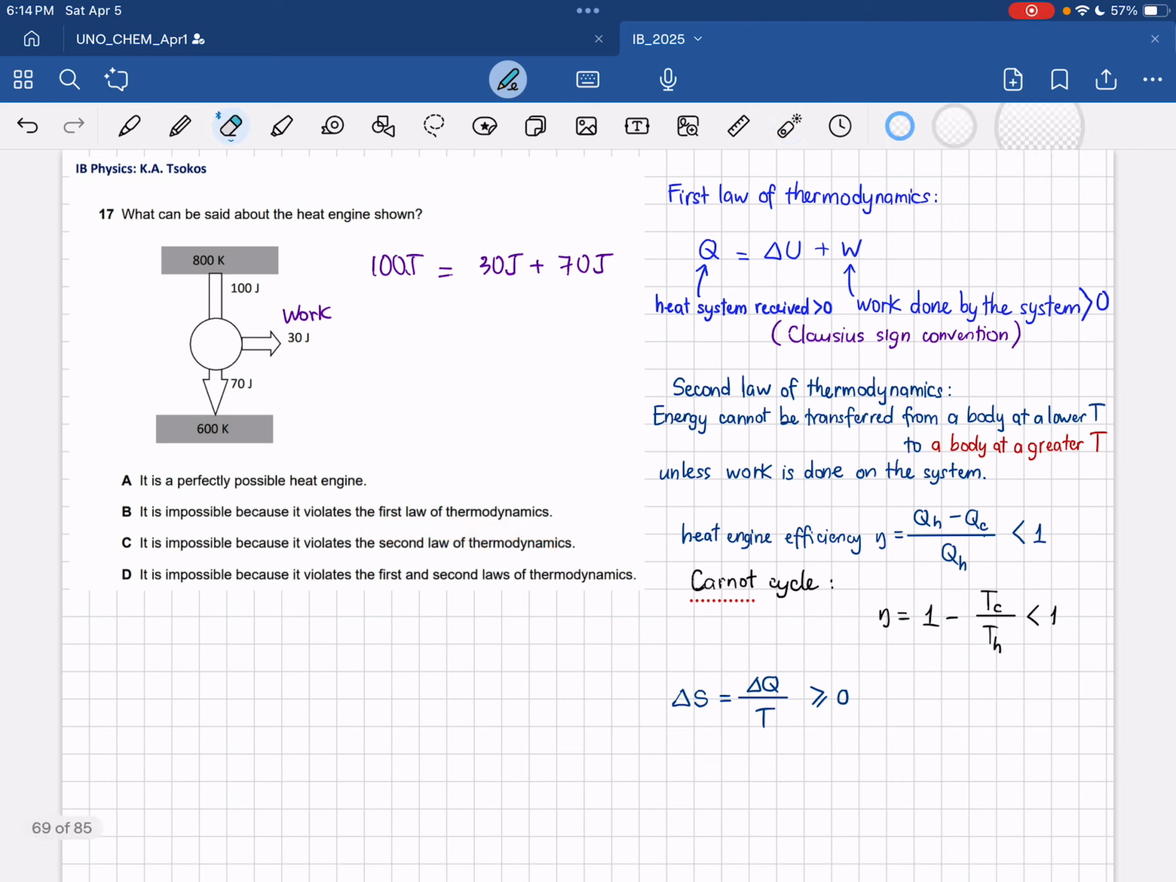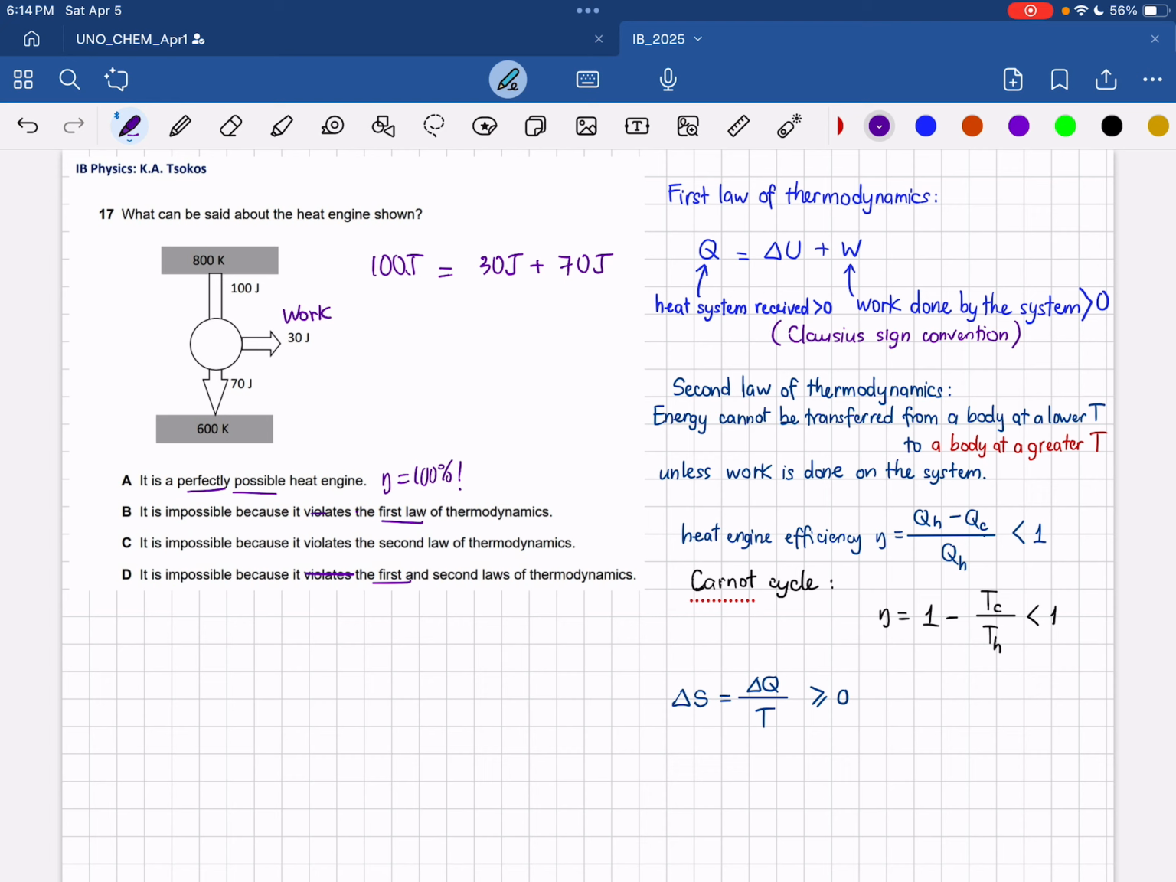So here they mention it violates it, and that's not true. So there's no way that we should choose either option B or option D, right? Because it doesn't violate the first law of thermodynamics. For option A, it says a perfect heat engine. If it's a perfect heat engine, then the efficiency should be 100%, right? But this is not the case here, and we know that in fact there's no such thing as a perfect heat engine, right? So that's not A either.